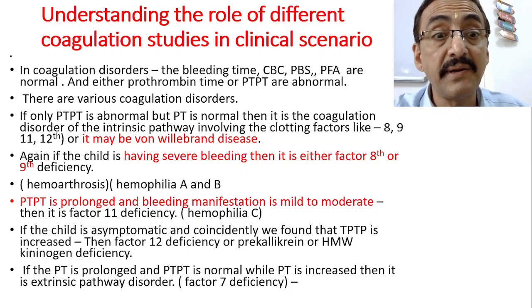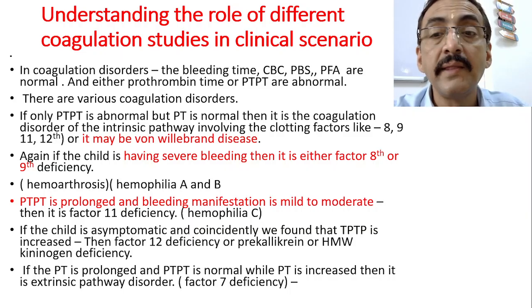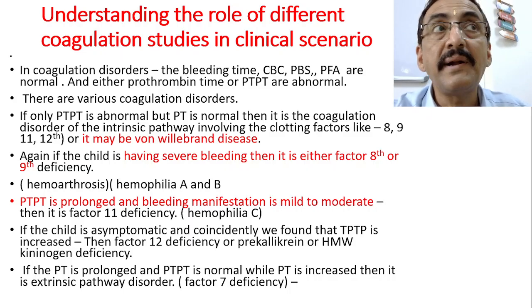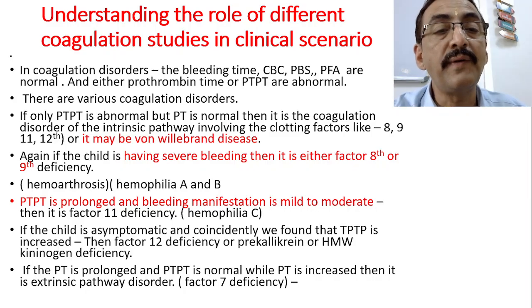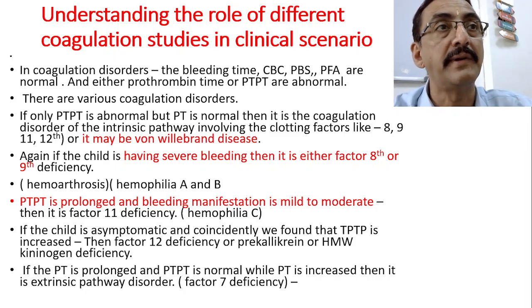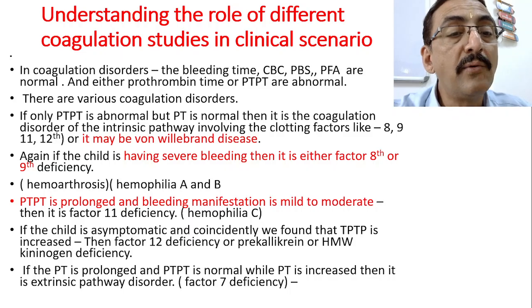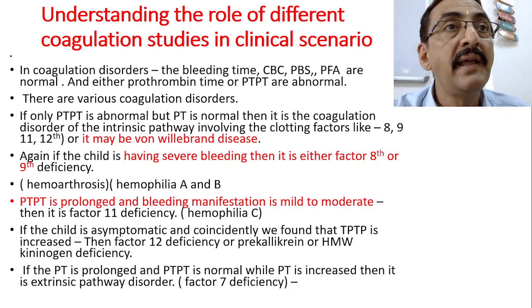And if the child is totally asymptomatic and coincidentally we find that APTT is increased, an intrinsic pathway problem is there, but the child is not having any bleeding so far, any internal bleeding so far, totally asymptomatic, then we have to think about factor 12 deficiency, the first factor which gets activated, factor 12 deficiency or prekallikrein or HMW kininogen deficiency. So this is when the child is totally asymptomatic but APTT is increased.